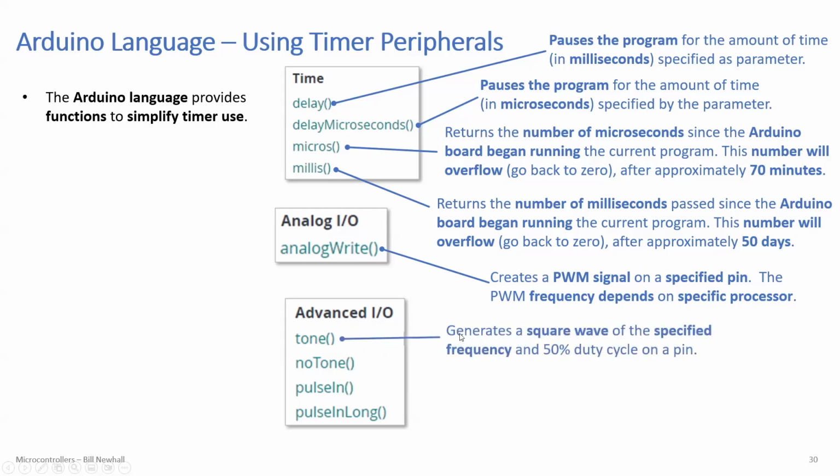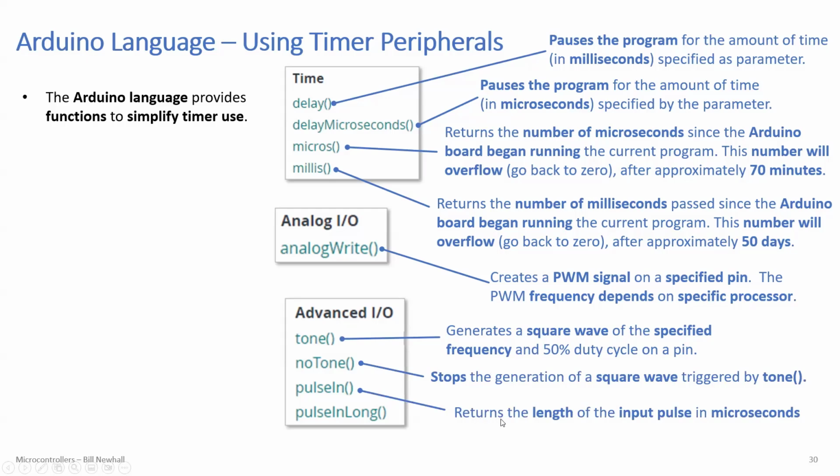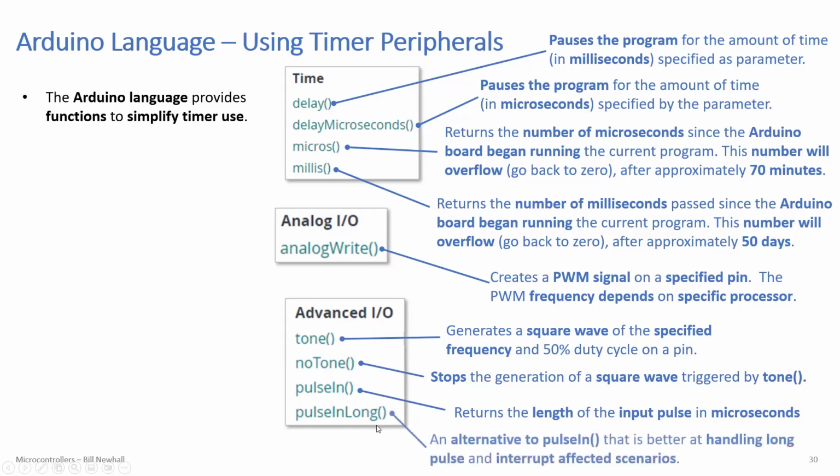Okay, some more I/O here. This tone function generates a square wave of a specified frequency with a 50% duty cycle. So that appears on a pin. noTone stops that signal. pulseIn returns the length of an input pulse in microseconds. So you can measure a pulse applied to a pin using this function. There's different ways to use that. And if you have a long pulse, there's this pulseInLong that handles longer pulses.